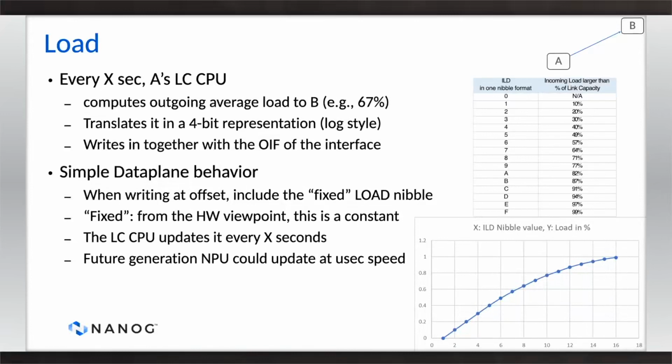So what we're looking at today is every X seconds, a line card CPU is going to compute the average load. He's going to translate that into the 4-bit representation, and together, he's going to write that with the outbound interface. This behavior is simple in the data plane. Everything we do here is optimized for hardware, so we're writing at a fixed offset. And that fixed offset, we're going to put the load variable in. So from a hardware perspective, this is constant. It's easy to do. And the line card CPU would update this every few seconds. In future generations of MPUs, ASICs, this can be done at millisecond or microsecond speed.